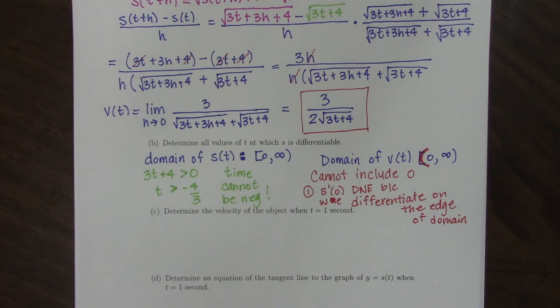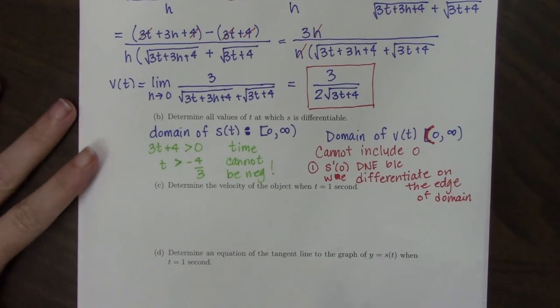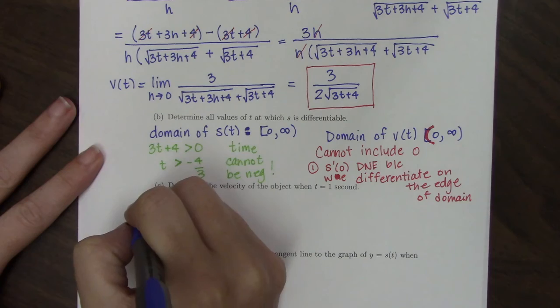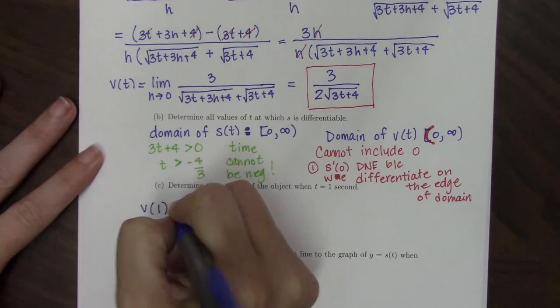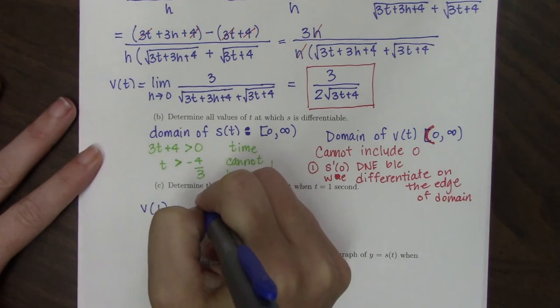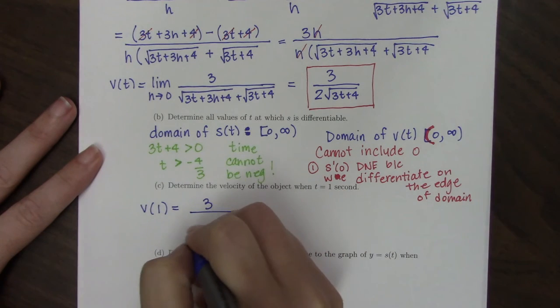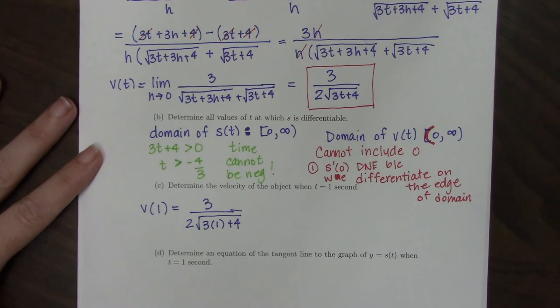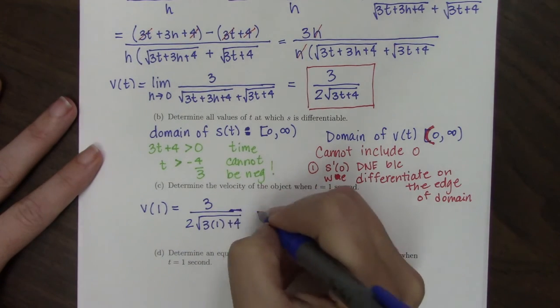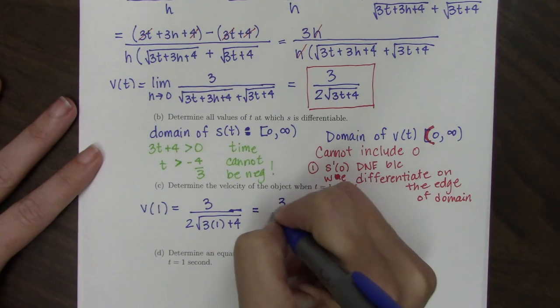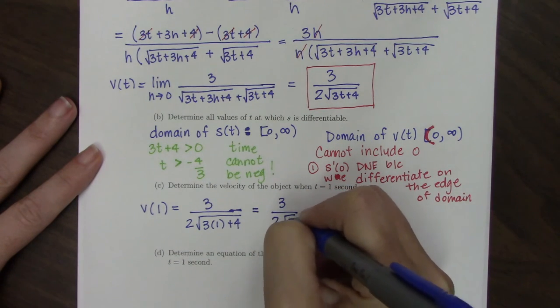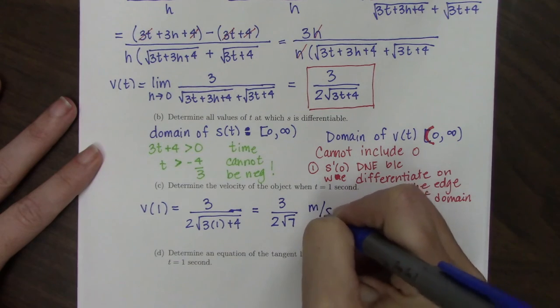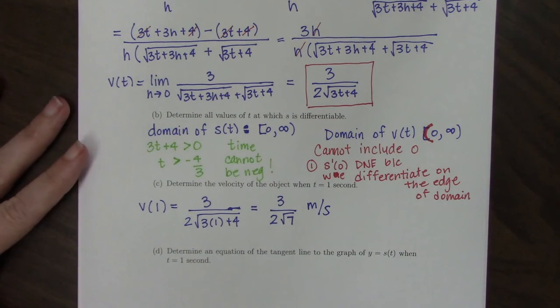C says determine the velocity of the object when t is 1 second. Since we now have a handy formula for v of t, we simply evaluate v of 1. So v of 1 is going to be 3 divided by 2 times the square root of 3 times 1 plus 4, and that equals 3 over 2 root 7. And the units are going to be meters per second.